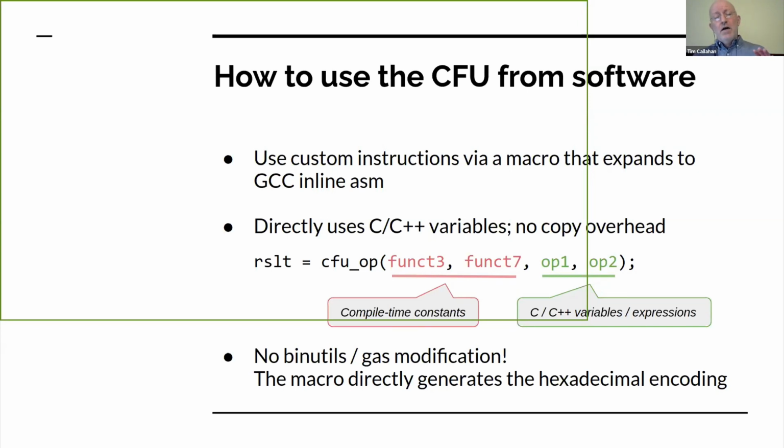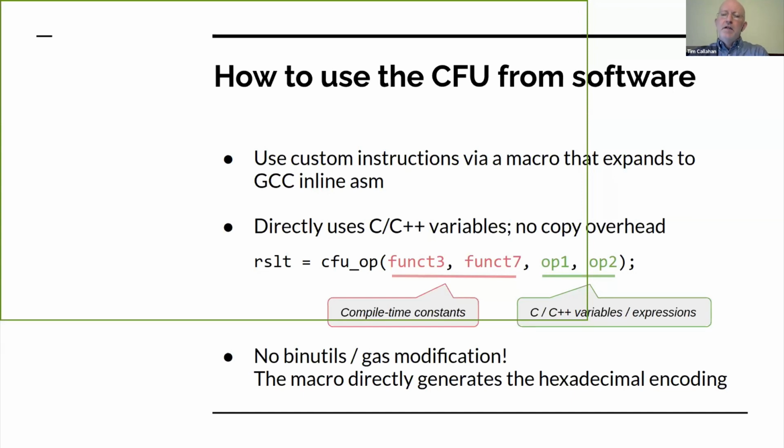So this is kind of important for quick iteration. When you add a new instruction, you don't need to recompile anything with the binutils or the assembler or the C compiler. It just works right out of the box because the macro directly generates the 32-bit instruction encoding that you need. Okay, to go back here.